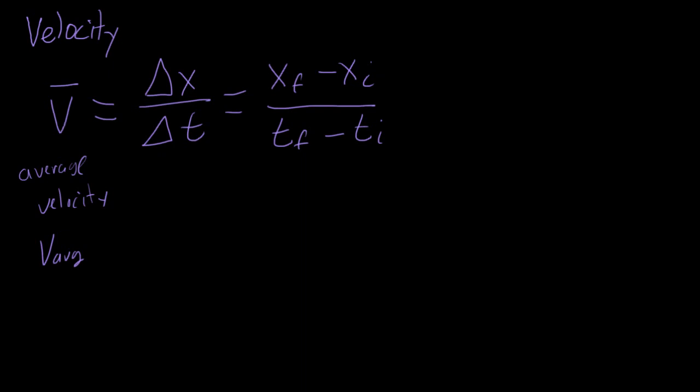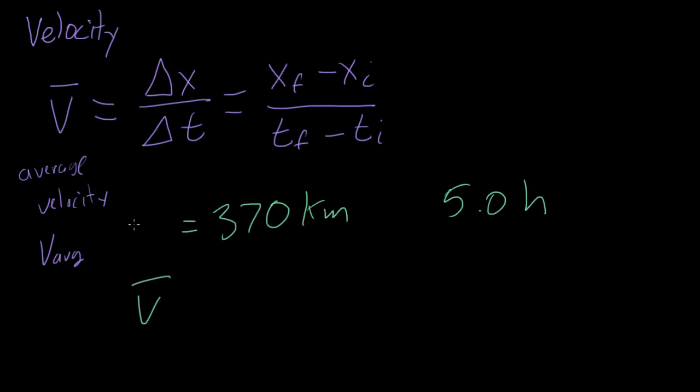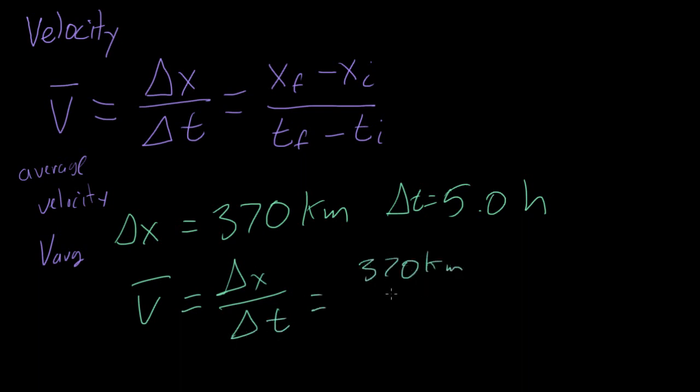Okay, for example, let's imagine that you traveled 370 kilometers in 5 hours, and we wanted to know the average velocity. Well, 370 is our displacement, so that's our delta x. 5 hours is our delta t, so we just plug right in. So v equals delta x over delta t. Plugging in, we get 370 kilometers divided by 5 hours. Dividing that, we would end up with 74 kilometers per hour. That's pretty simple.